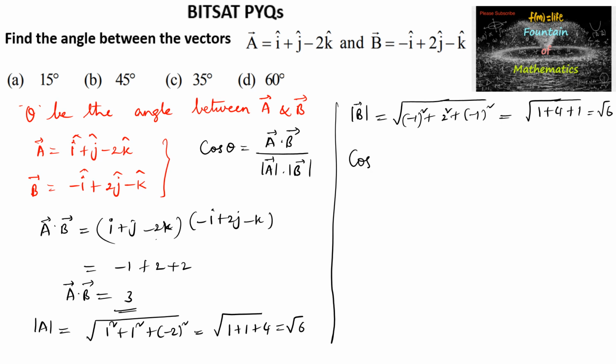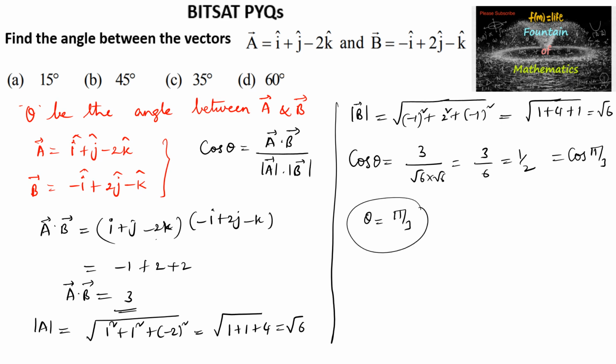So we can write cos theta is equal to A dot B, that is 3 upon root 6 into root 6, which is 3 upon 6, equal to 1 by 2. So cos theta is 1 by 2. Then theta is equal to cos 60 degrees, that is pi by 3. So theta is equal to pi by 3, or we can say the angle between the two vectors is 60 degrees. So we can go with option D.